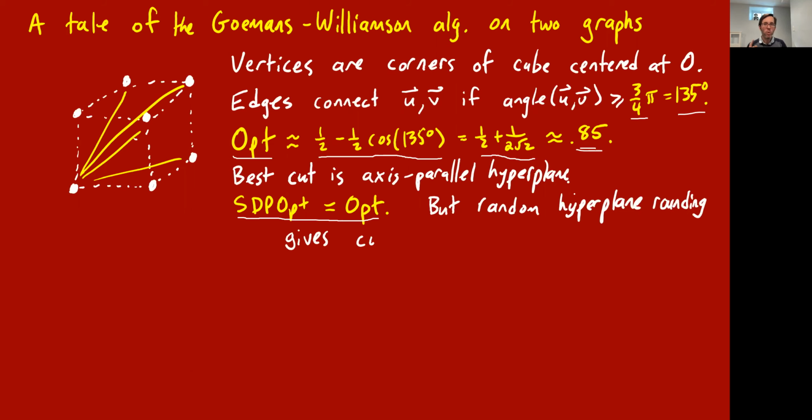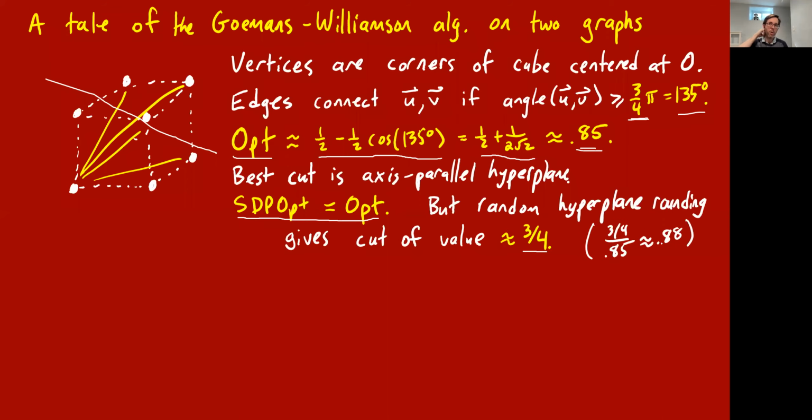But if you do the Goemans-Williamson random hyperplane rounding, it will not produce an axis parallel hyperplane. It'll produce some random one, and you can show that in expectation it will give a cut that only cuts 3/4 of the edges. This is the same 3/4. So it only cuts 0.75 of the edges. By the way, 0.75 over 0.85 is really close to this 0.878 value. So this is a case where the optimum SDP value gives a perfect certification, but the algorithm only gets a 0.878 factor as an optimization problem.